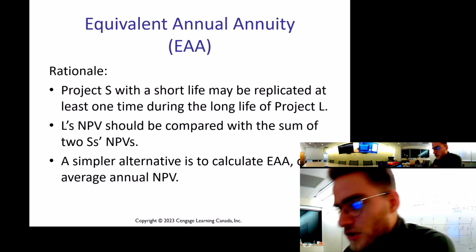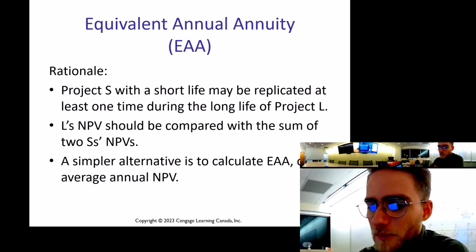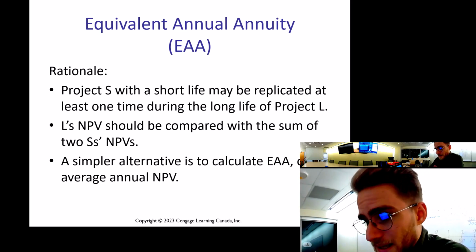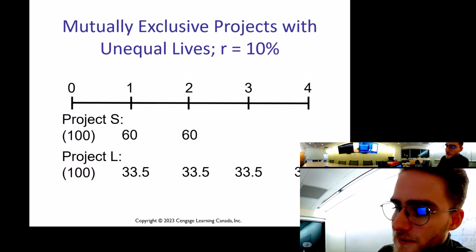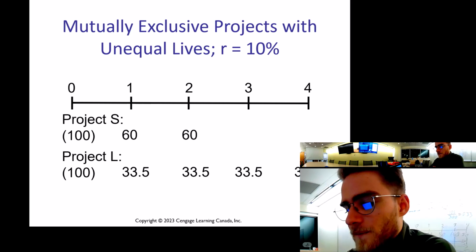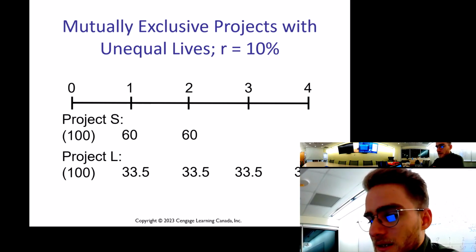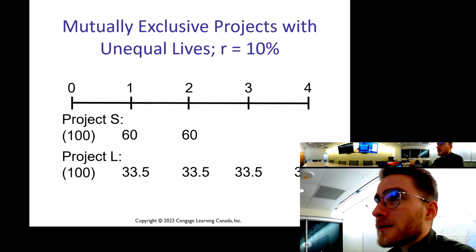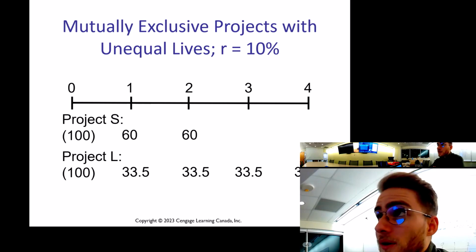So the rationale with the equivalent annual annuity method is that Project S with a short life may be replicated at least one time during the long life of Project L, right? So what if, instead of doing this, I did Project S twice in the time it took me to do Project L once? What if at year 2 I invested another $100 and then I earned another $60 in year 3 and another $60 in year 4, right?